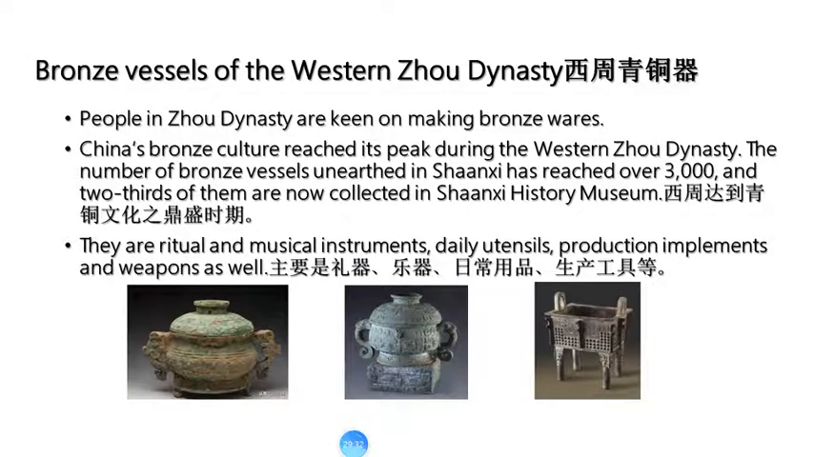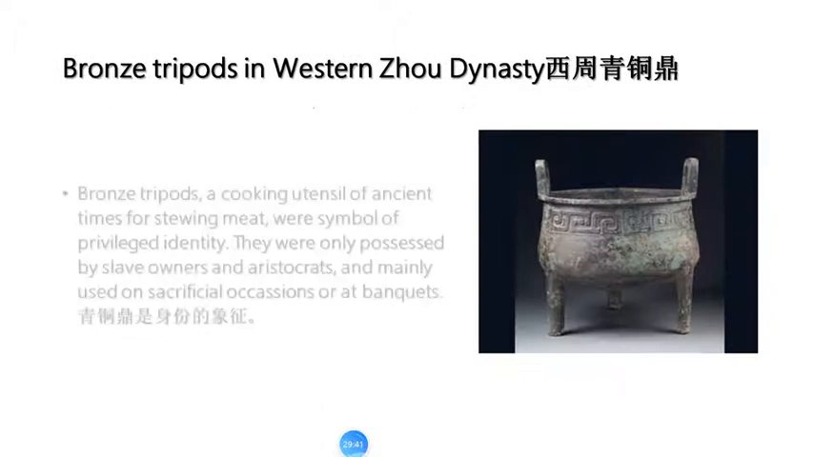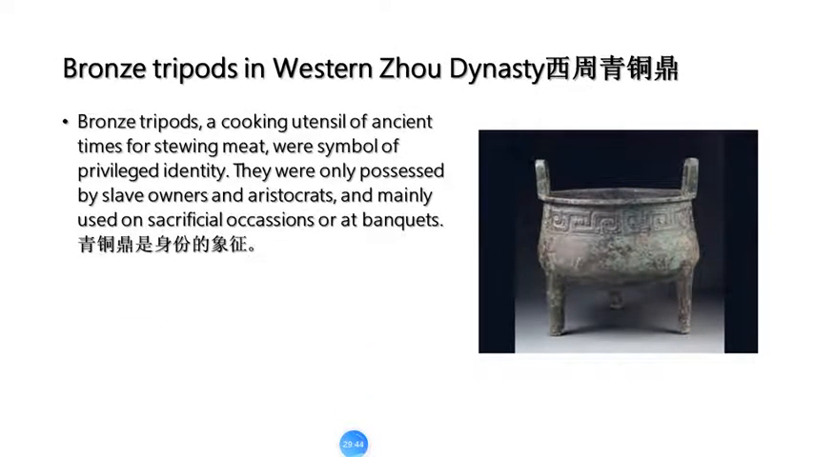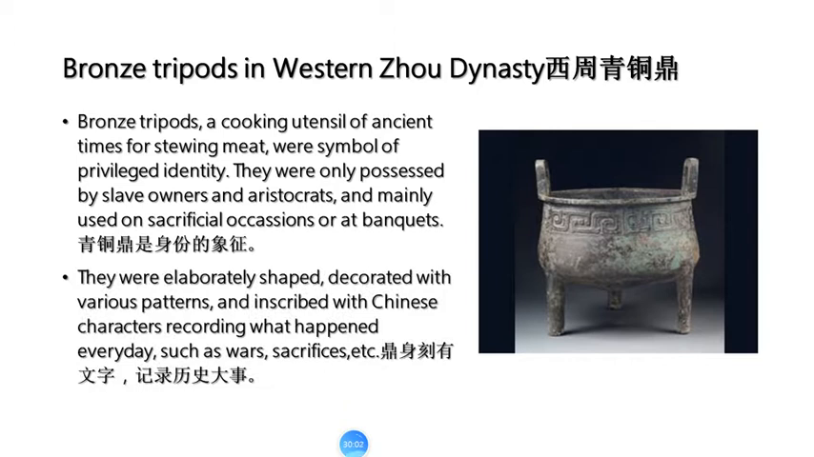They are ritual and musical instruments, daily utensils, production implements, and weapons as well. Bronze tripods, a cooking utensil of ancient times for stewing meat, were a symbol of privileged identity. They were only possessed by slave owners and aristocrats, and mainly used on sacrificial occasions or at banquets. They were elaborately shaped, decorated with various patterns, and inscribed with Chinese characters, recording what happened every day, such as wars, sacrifices, etc.